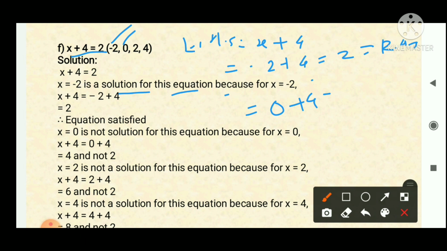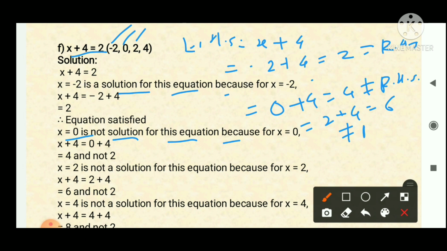Now we take the value of variable x equal to 0. 0 plus 4 is equal to 4, which is not equal to the right hand side. Here the equation is not satisfied. So x is equal to 0 is not a solution for this equation. Now we take x equal to 2. 2 plus 4 is equal to 6, which is not equal to the right hand side. So here the equation is not satisfied. So x is equal to 2 is not a solution for this equation.